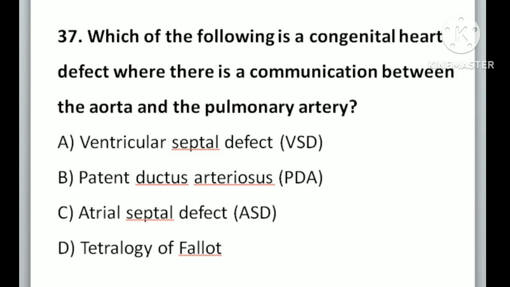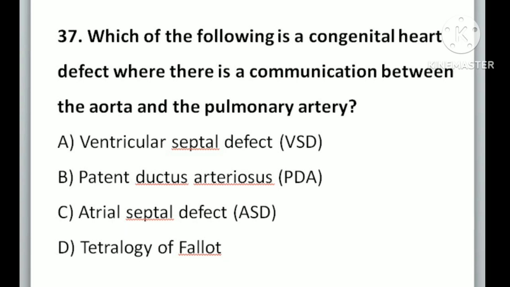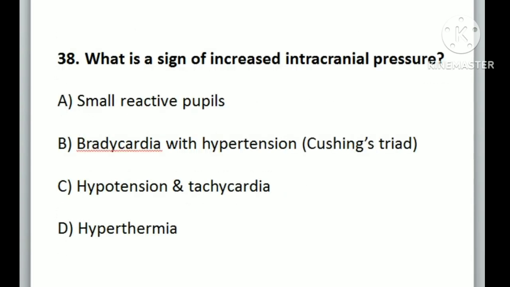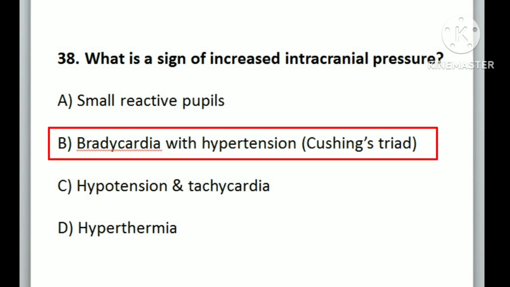37. Which of the following is a congenital heart defect where there is a communication between the aorta and the pulmonary artery? Correct option is B. Patent ductus arteriosus, PDA. 38. What is a sign of increased intracranial pressure? Correct option is B. Bradycardia with hypertension, Cushing's triad.